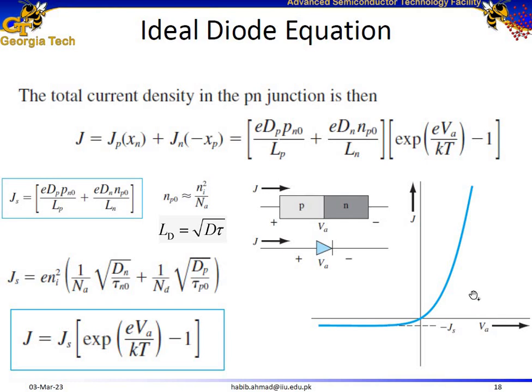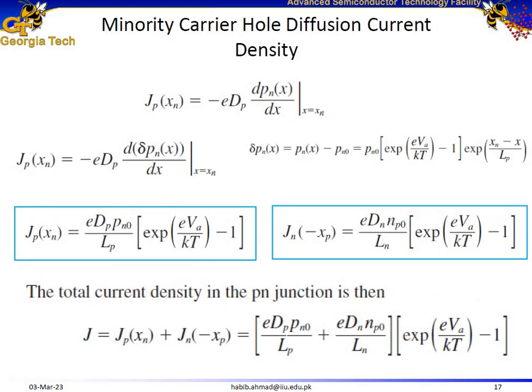Right. So, just a small recap. As I told you, we determined the hole current density at the edge of the depletion region on the N side with this relationship, and then the electron current density at the edge of the depletion region on the P side with the help of this relationship. And then if you add these two together, you get the total current density.